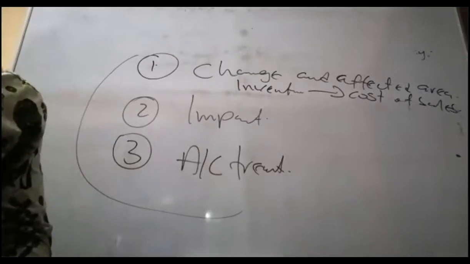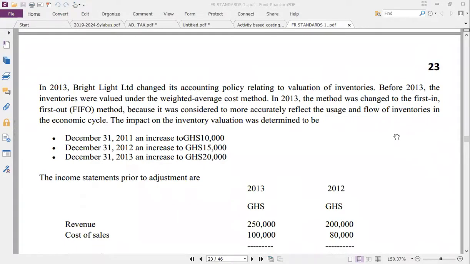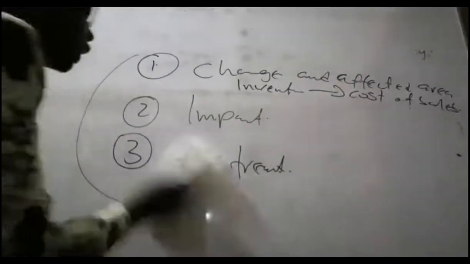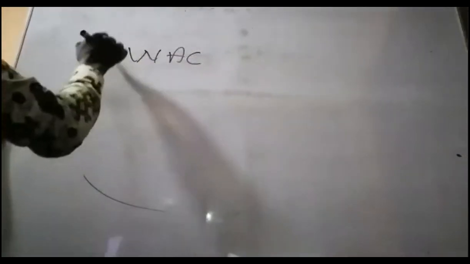Second step. I have to identify the impact of the change in valuation. That's where it's a bit difficult, but let's look at this. Now they say it does increase the inventory to 10,000, 15,000, 20,000. Let me break these sections down very well for you on the board. Now let's assume that when we use the old method, the weighted average cost, or the old policy, the new policy is FIFO.